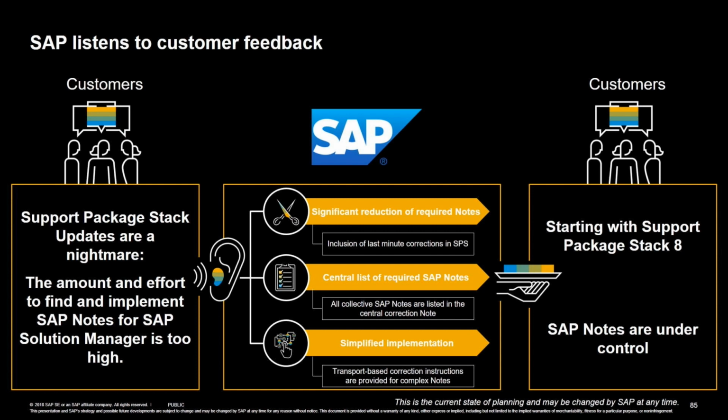So we have significantly cut down on the number of notes that are required to be put in after a support package stack by leaving our package open for a longer time. So any correction that we detect before shipment will make it into the delivery. And if we are not happy with the number of notes required, we will not ship, because we will then open the package and make sure that the package has the right quality before it reaches your environment.